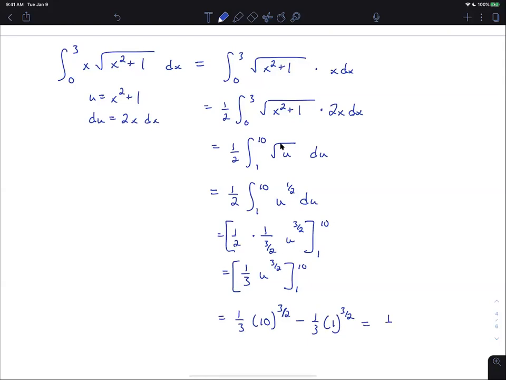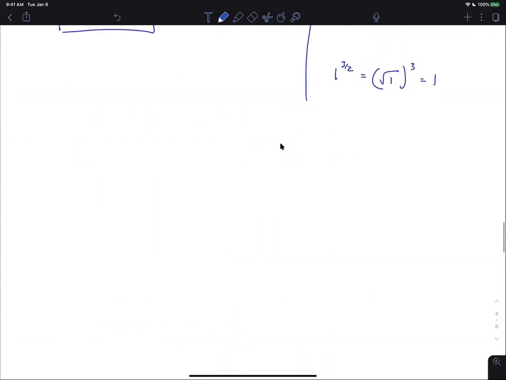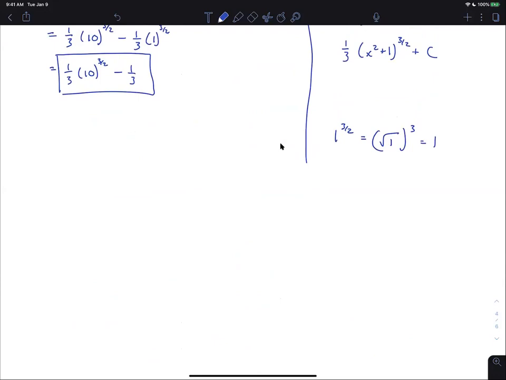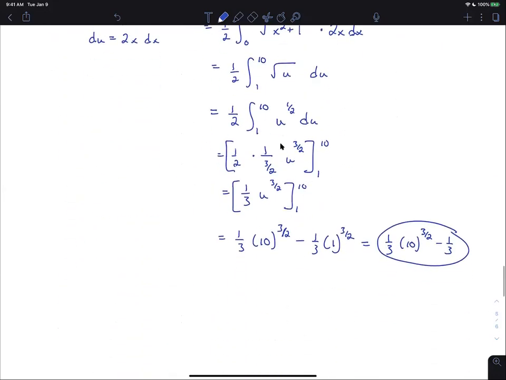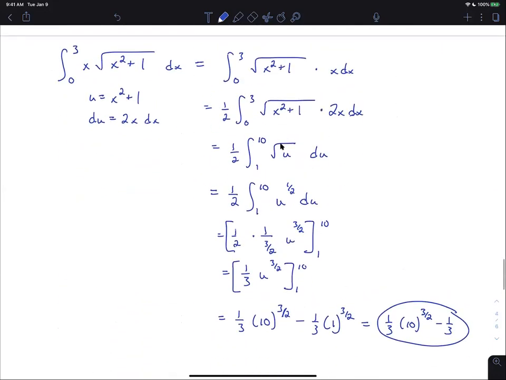Which is then 1/3 times 10 to the 3/2 minus 1/3. And that's the answer. Does that make sense? And it's the same answer, I hope, that we got up here. Everybody see that? Okay, so same answer. So both methods work. And like I said, it's important that you understand this method, because if you take more advanced math, if you take multivariable calculus, you've got to understand that.